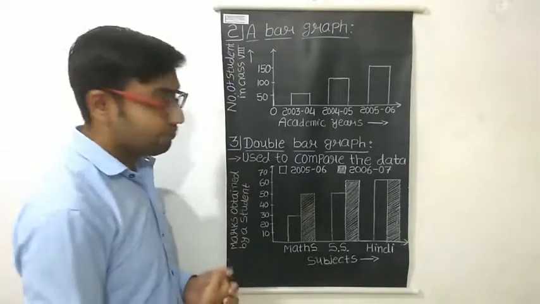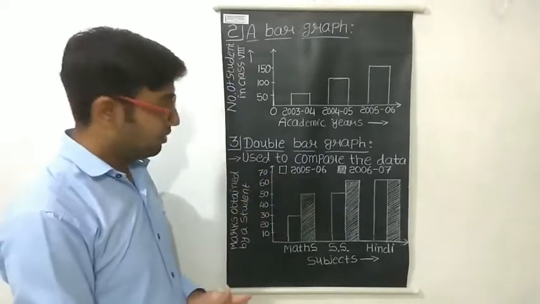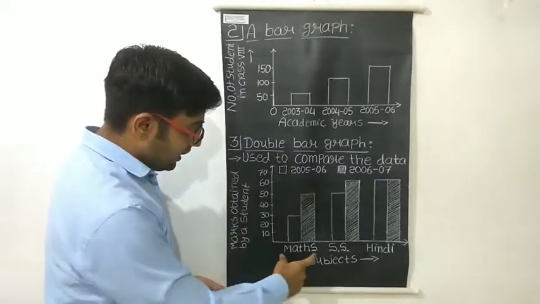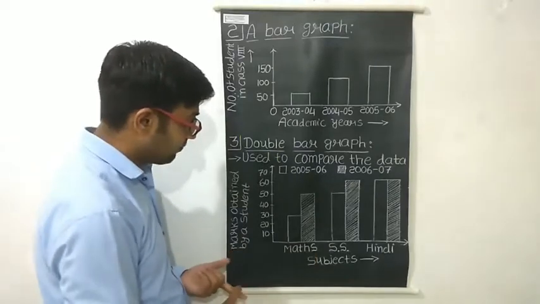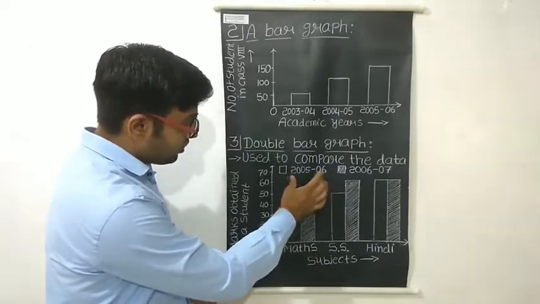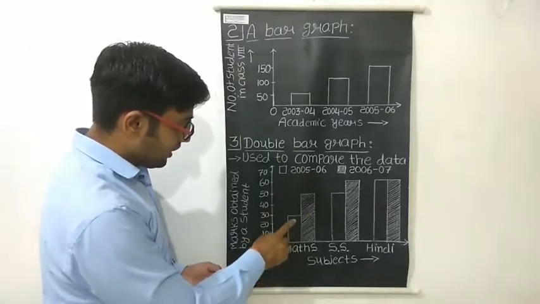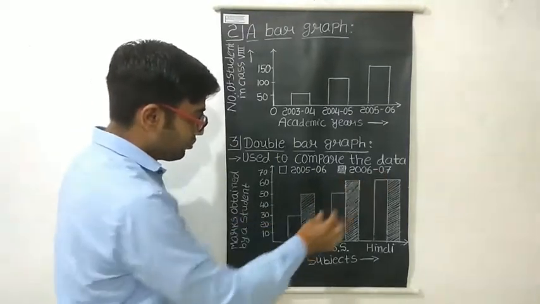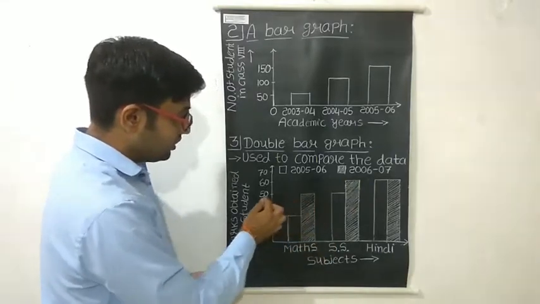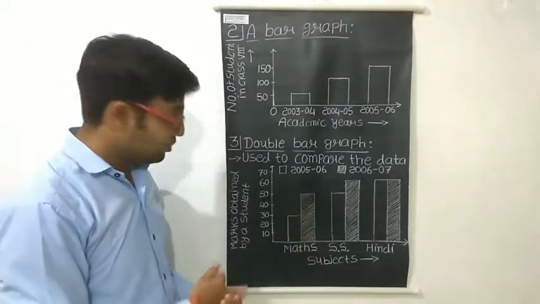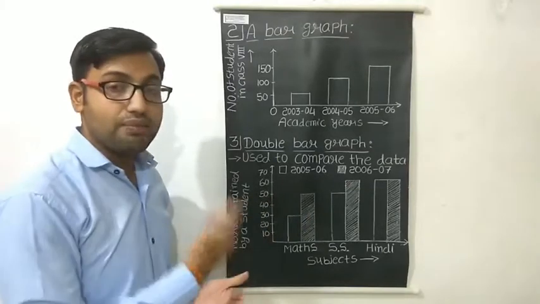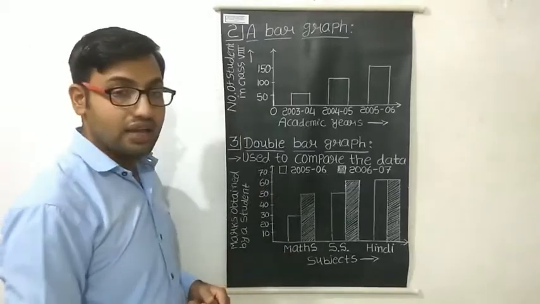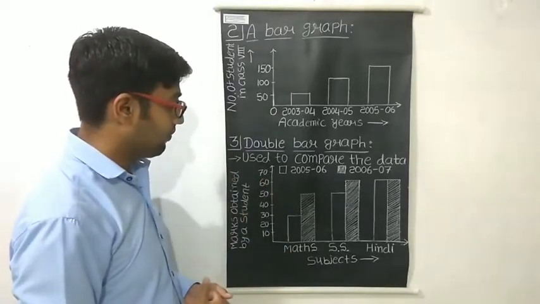Using this double bar graph, now we can compare the marks. Let us see. In mathematics, in 2005 to 2006, a student got 30 marks, while in 2006 to 2007, he or she got 50 marks. So see, there is a difference of 20 marks in a year. In this way we can compare any quantity using the double bar graph.